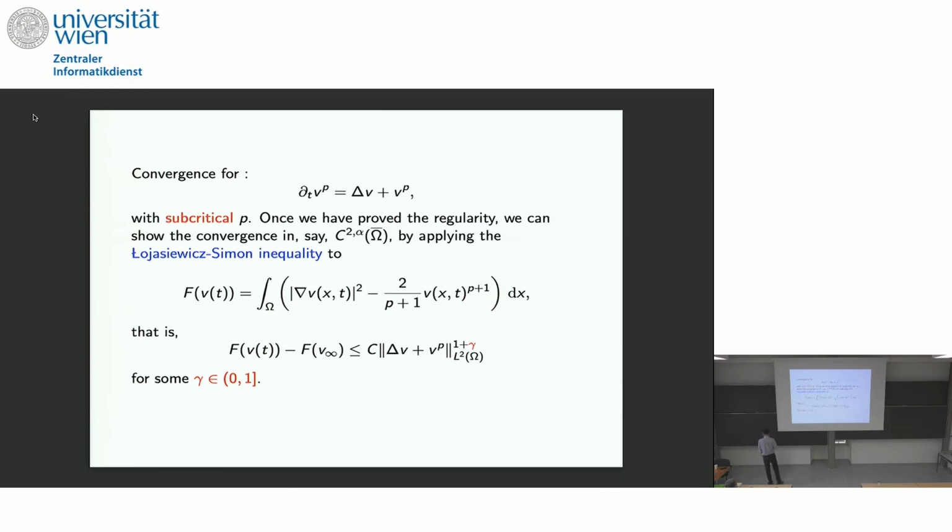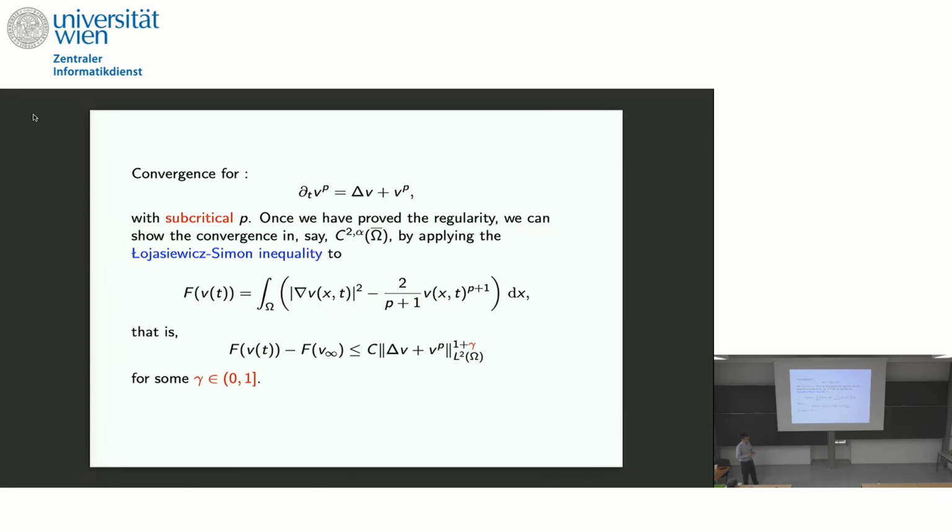Now let's talk about the convergence. The convergence will be treated in three different cases. First is subcritical, and then critical, and then supercritical, which is nothing known. So today I'm going to talk about the dynamics or the asymptotics in the subcritical and the critical case. Let's look at the subcritical first. So p is less than (n+2)/(n-2). Once we have the regularity, we can use the Łojasiewicz–Simon technique to prove the convergence.